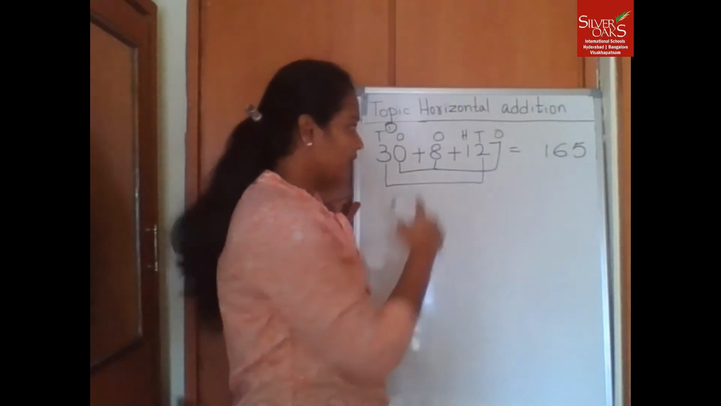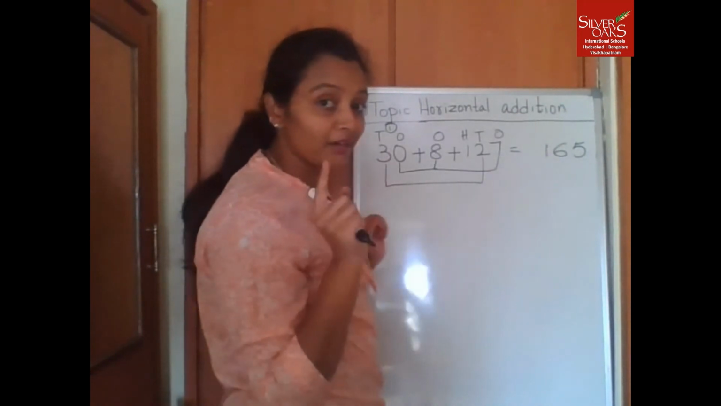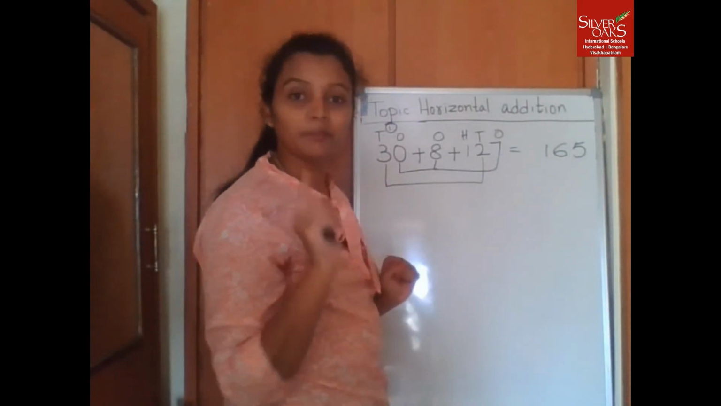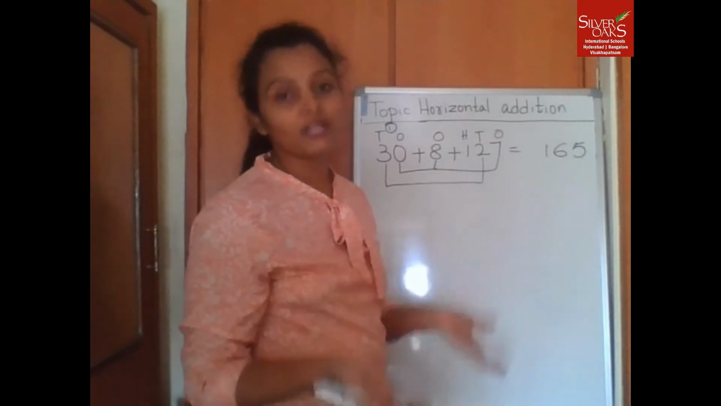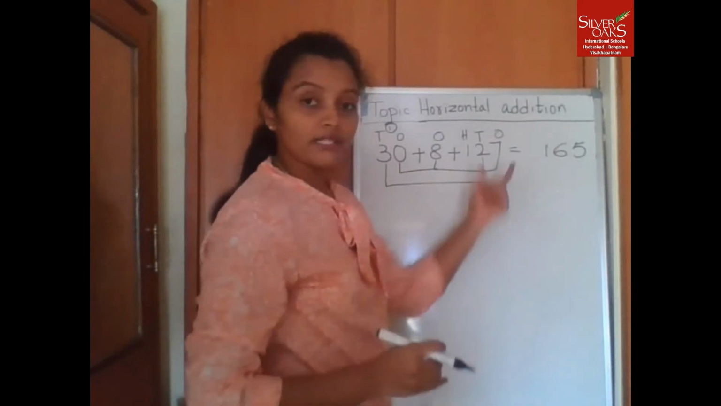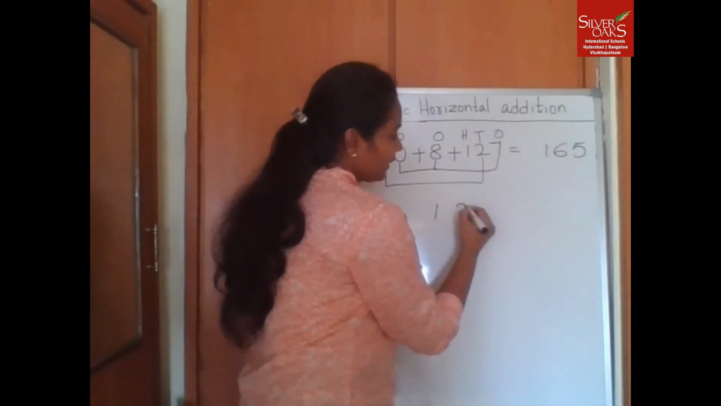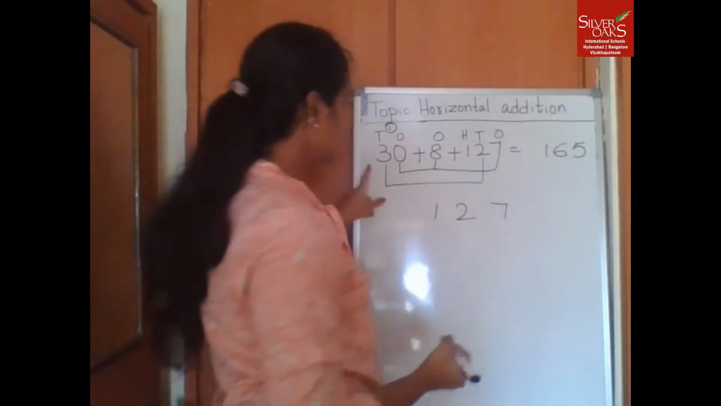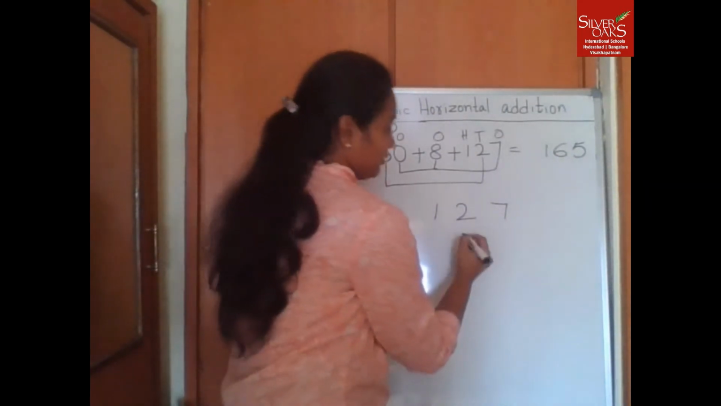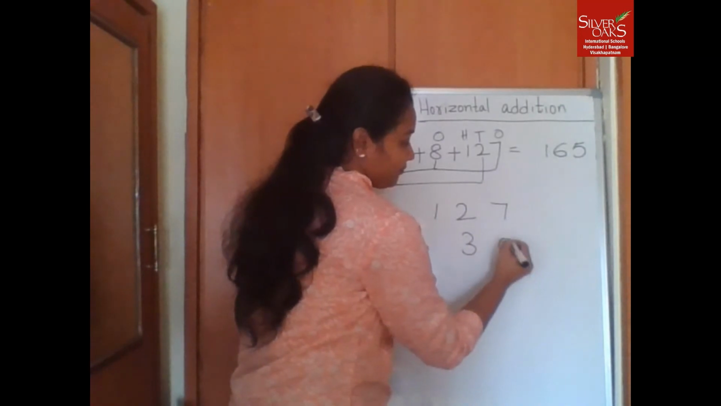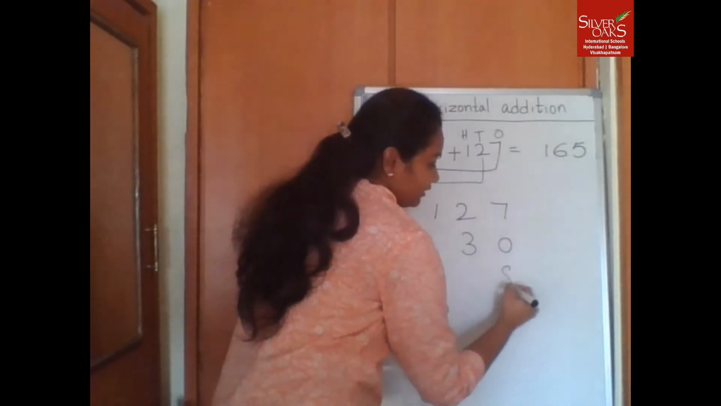165. Now shall we check it by arranging them vertically? Here what you have to keep in mind? The places, because each number has a different number of digits. So firstly, let's take the big number, that is 127. Now let's write 30. From where should I start 30? From tens place. 8 is in ones place, so write 8 in ones place.